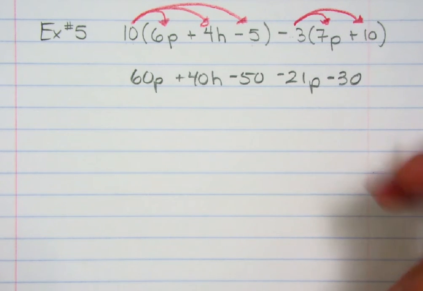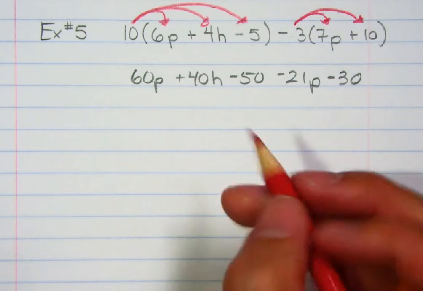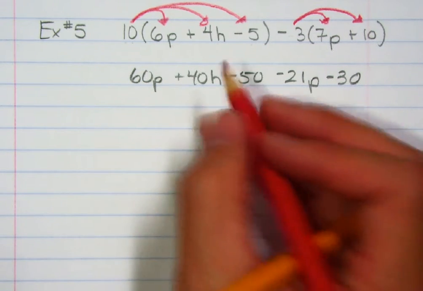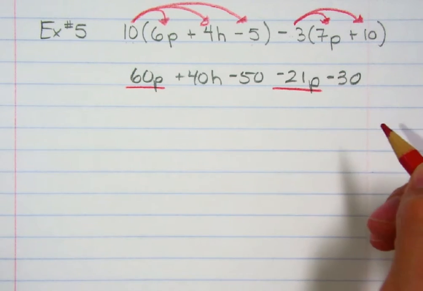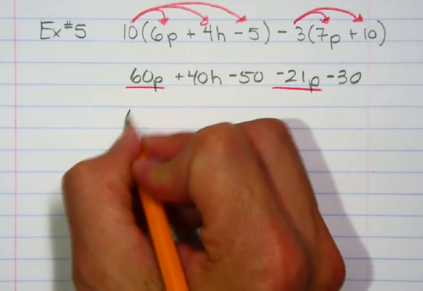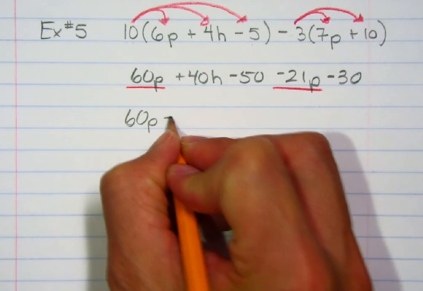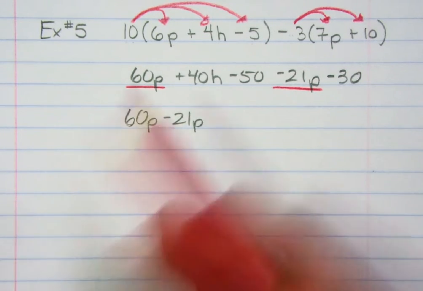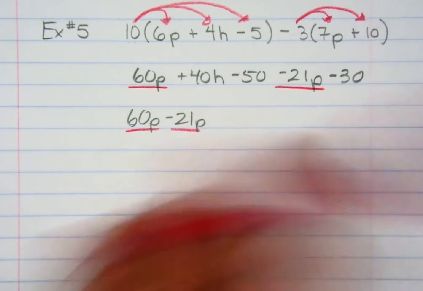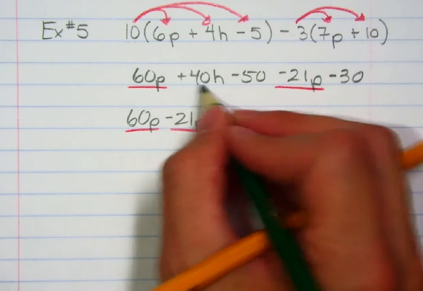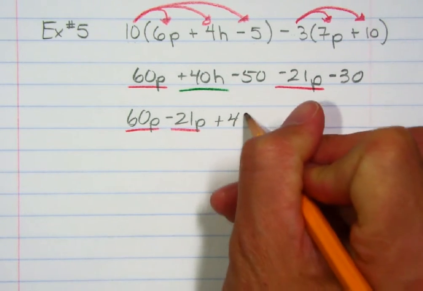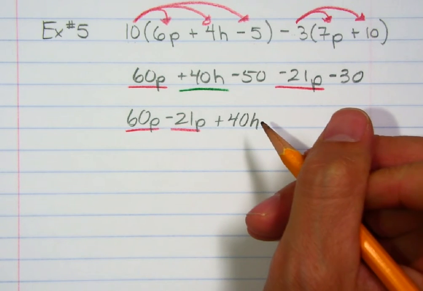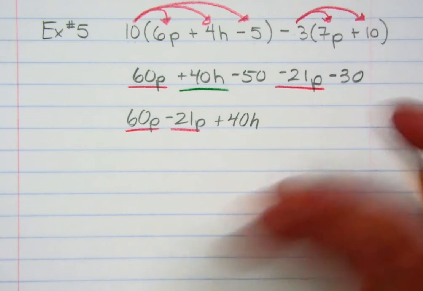All right, so now it's just a matter of combining like terms. I'm going to take a look. 60p, negative 21p. Those are alike, so I can even write them next to each other. It might help you. It just takes a little extra step to write it down. It's not a big deal. Next, I'm going to go with 40h. Well, I don't have any other h's, so I'm just going to write that as 40h. And then I'm left with my constant.